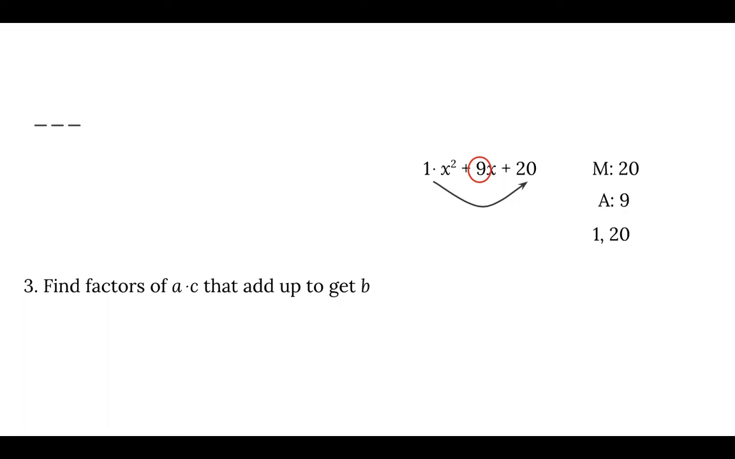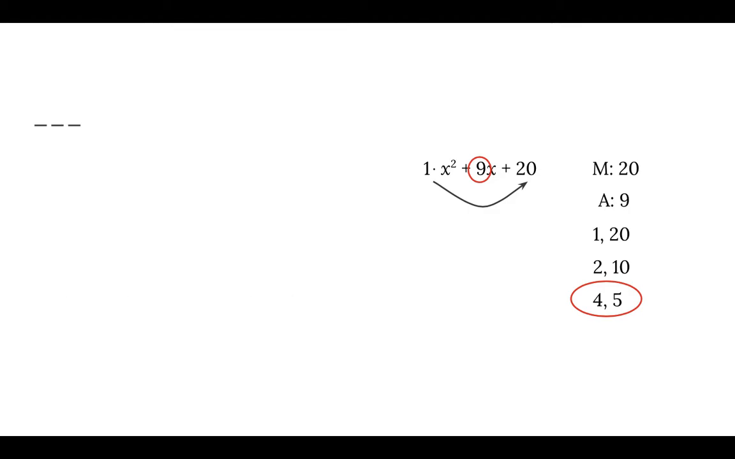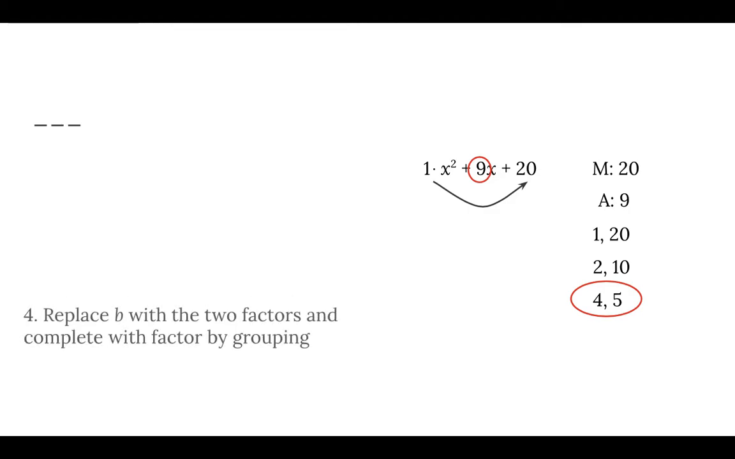So I'm going to go in and find some more factors of 20. 2 times 10 multiplies to give me 20, but 2 plus 10 gives me 12, not 9. I'm closer, but it's not exactly 9. So let's try another one. 4 times 5 is 20, but look there. 4 plus 5 is 9. That satisfied what I'm looking for. So these are the two numbers that I'm going to use. So step 4, replace B. So I'm going to take out the number 9, and I'm going to replace it with a 4x plus 5x.